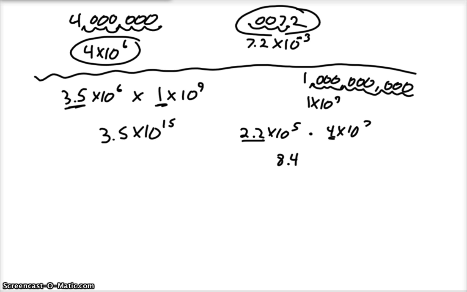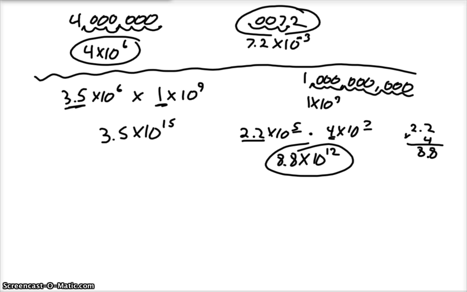Hold up. I actually need to multiply this. 2.2 times 4. 4 times 2, 8. 8.8. Sorry. 8.8. But I think you get the idea. We need to multiply the base numbers first, and then we add our exponents. So 5 plus 7 is 12. Okay? And the same thing with division. If you run across a division problem, you are going to subtract your exponents.